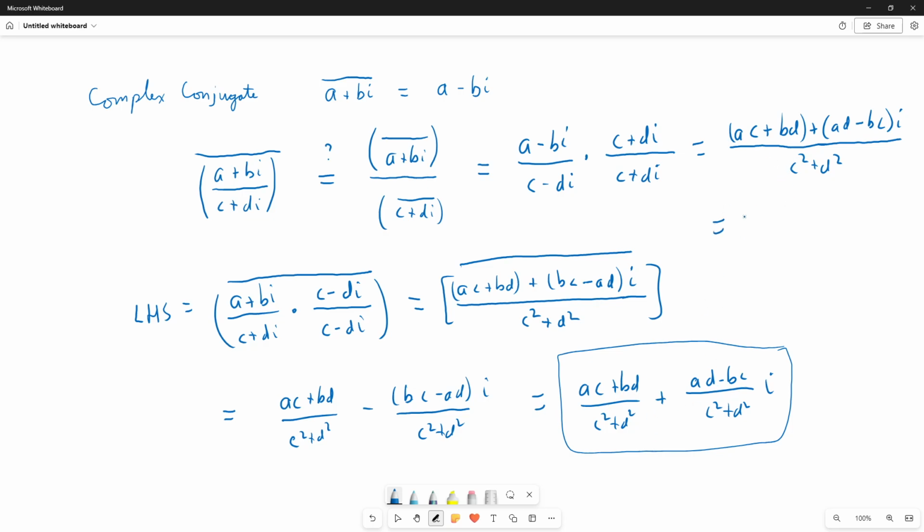Let's look at it. The real part is going to be ac plus bd divided by c squared plus d squared. And the imaginary part is going to be ad minus bc divided by c squared plus d squared. And that should match this one, ac plus bd over c squared plus d squared, ad minus bc over c squared plus d squared. There we go. So the left-hand side equals the right-hand side, and so we have demonstrated that the conjugate of a quotient is the quotient of the conjugates.